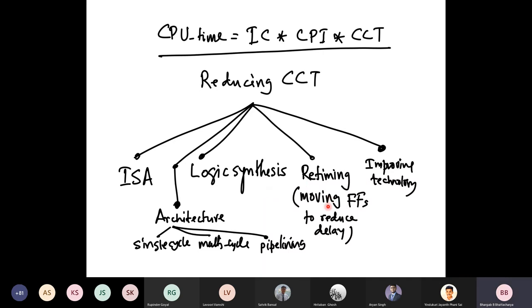There is a concept called retiming. This is a part of logic synthesis also. It enables you to, once you design the circuit, still reduce the delay by moving the flip-flops physically in the circuit. This is called retiming. And of course, improving technology. If the transistors become faster, then the clock cycle overall delay would reduce and so on. So this is the overall landscape of what determines these three factors, and in turn it would determine the CPU time. All right.